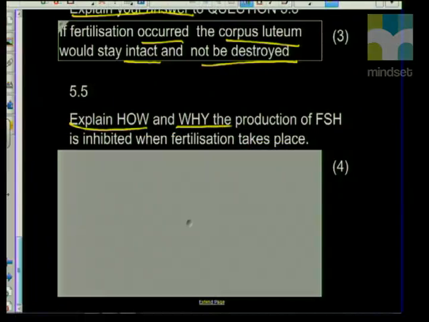Now, how about this one? Explain how and why the production of FSH is inhibited when fertilization takes place. In other words, why do they stop it? Why is FSH produced? Why is it inhibited? What does FSH do? Follicle stimulating hormone. It stimulates a follicle to be made. In other words, it tells the ovary to make a Graafian follicle.